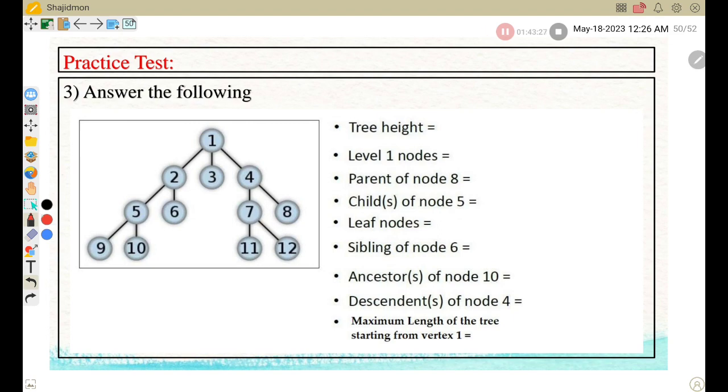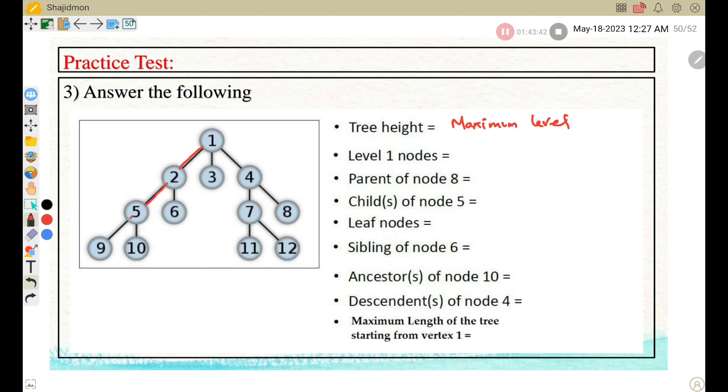Okay, now the next question, question number 3. What is the question? Tree height. What is the height of the tree? Height of the tree means the maximum level, correct? So what is the maximum level? You can see what the maximum level is.